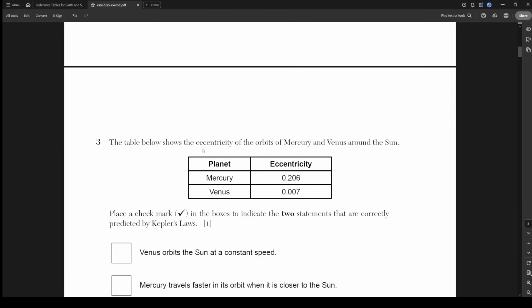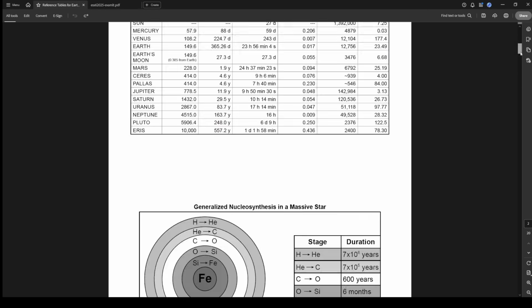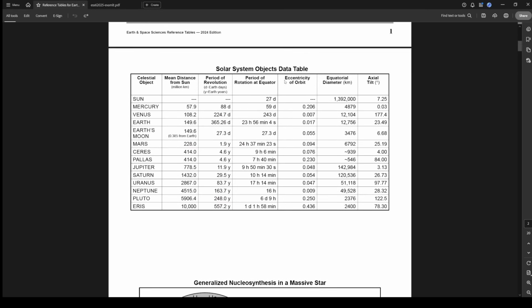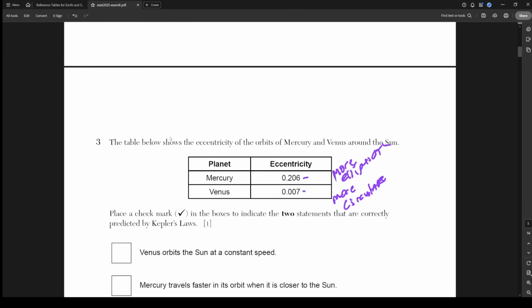All right, what do you have to say? The table below shows the eccentricity of the orbits of Mercury and Venus around the sun. Mercury is more eccentric than Venus. So remember, if the number is higher, it is more elliptical. And this is more circular, right? And I don't know if we're going to need the reference table, but remember, you do have information right here about eccentricity, whatever you want to call it. That shows them all. But I don't even think we need that.